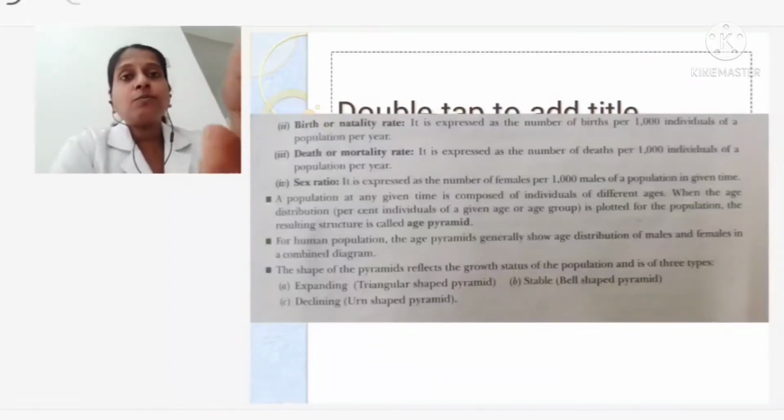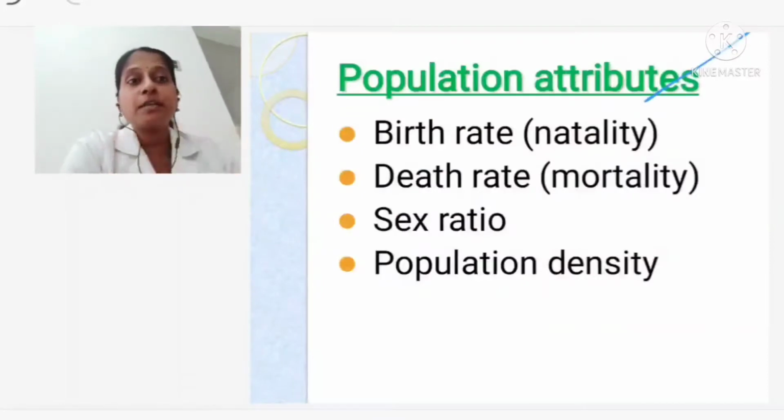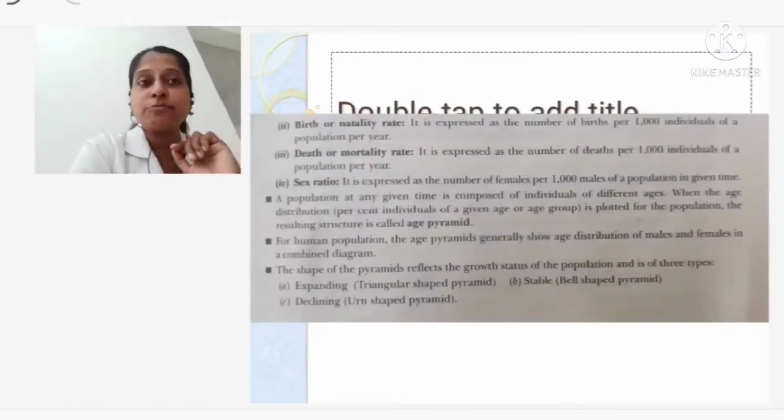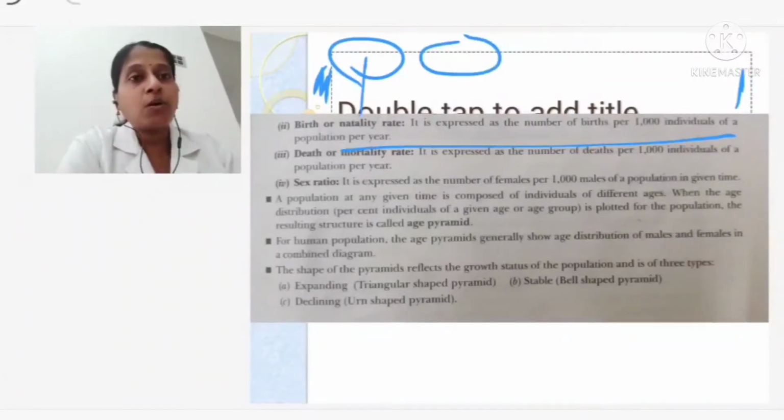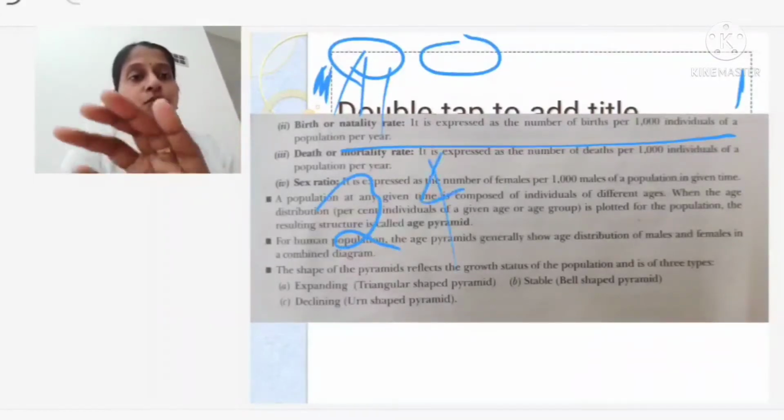The next term we are going to discuss is birth rate or natality, and death rate or mortality, which is the next population attribute. Now what is birth rate? Birth rate is the number of births per 1000 individuals. For example, this is the locality I am starting, and till this locality it is 1 kilometer. In each and every house I am going and counting the number of individuals. This house may be 3, the next house may be 4, like that.